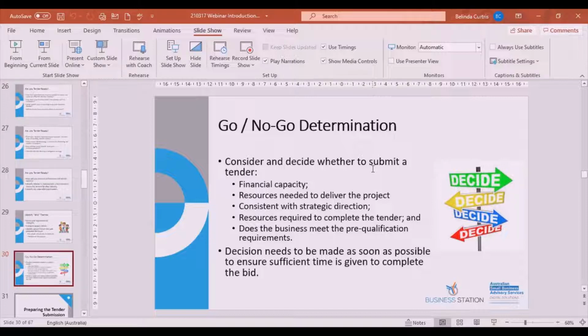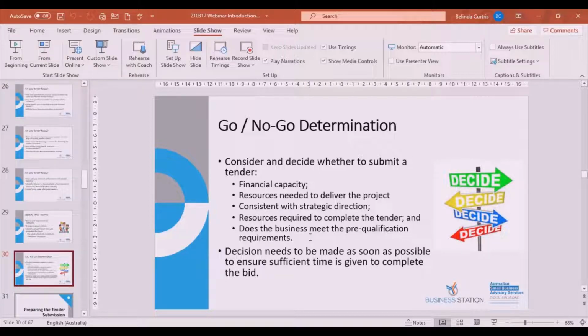So, for example, if the briefing session is a mandatory briefing session, then if you don't attend, then you haven't met that pre-qualification requirement. It may require you to have a certain license. So if it's a construction type tender that's engaging electricians, for example, you may need to have certain licenses around that. And if you don't have those licenses, then your bid won't be considered.